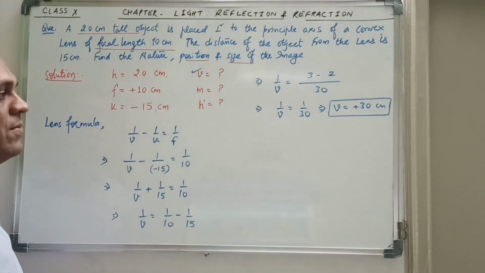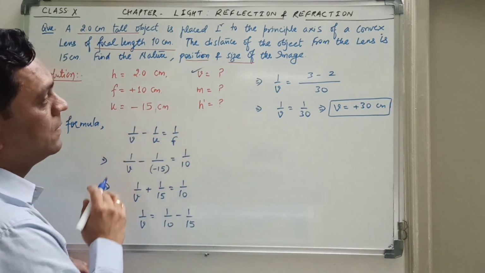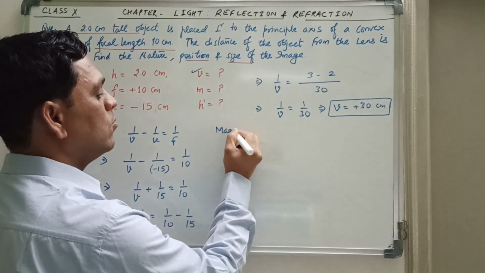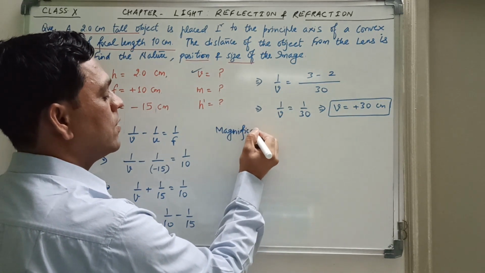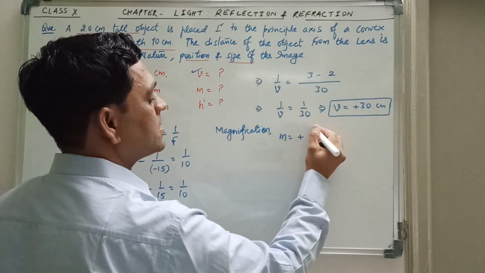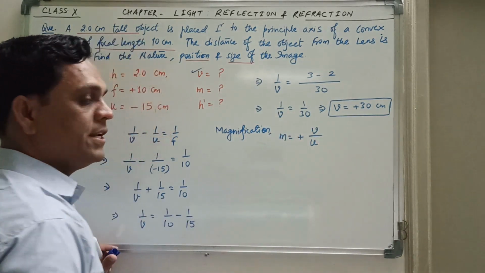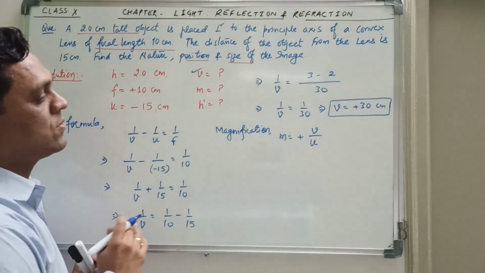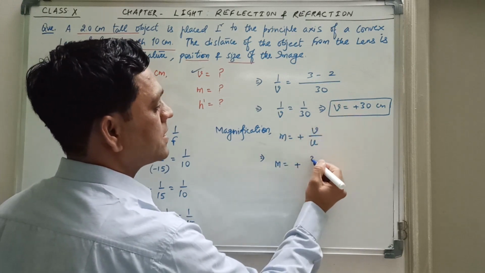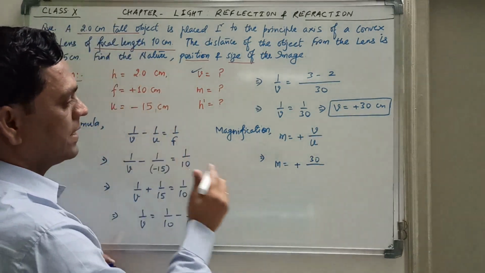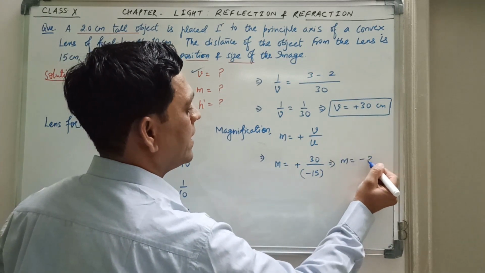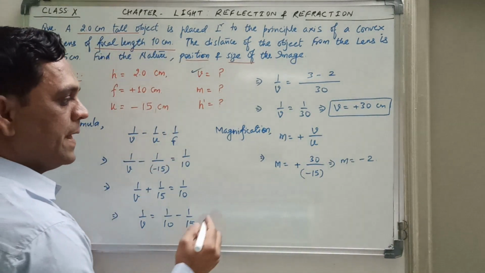Now we find the magnification produced by the lens here in order to find h dash. Correct. So what is the magnification formula now? So the formula for the magnification will be m is equal to plus v upon u. In the case of a mirror it is minus v upon u. This will be plus v upon u. So m is equal to plus v, we take plus 30, and u we take minus 15, correct. So m comes out to be minus 2, okay.